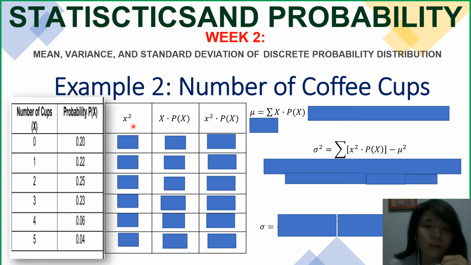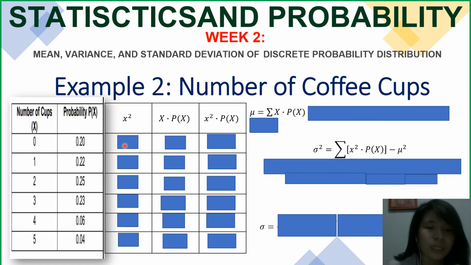So, first, we get limang column yan. That is x squared. X squared yung una. Then, second one is x multiplied by p of x, and lastly, that is x squared multiplied by p of x. Bakit natin kinukuha to? Kasi gagamitin natin sila sa formula para madali na lang yung pag-solve. Okay. So, x squared muna tayo.